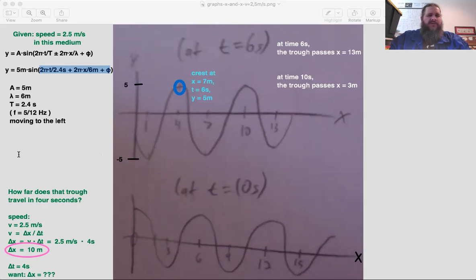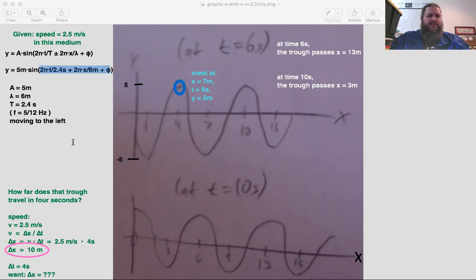And we know values of time. Time is 6 seconds, and position is 7 meters. We can also cancel out the units. Seconds over seconds cancel out, and meters over meters cancel out. So we now have an equation with just phi in it as the only unknown left.